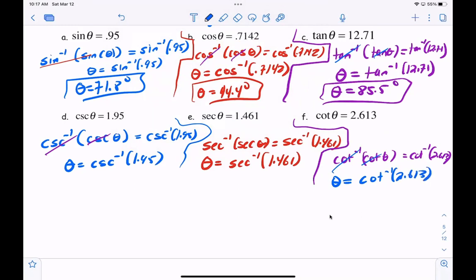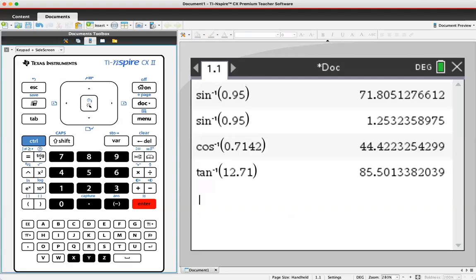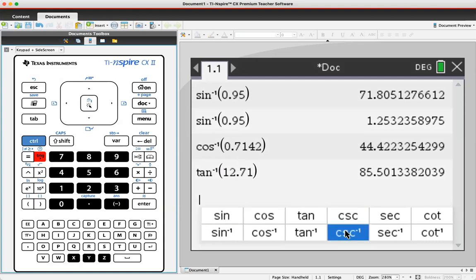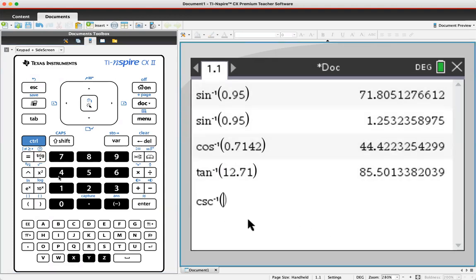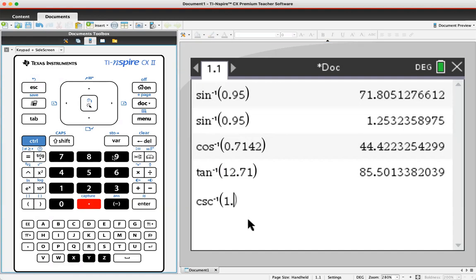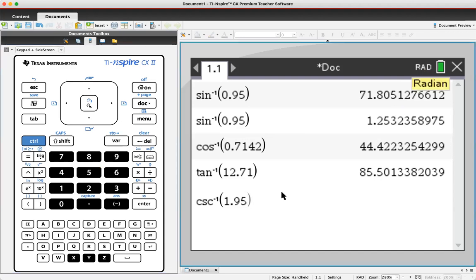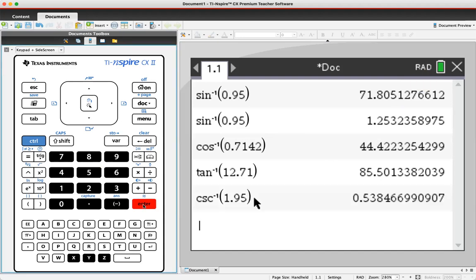So now I'm going to go over to the calculator and we will do all three of these calculations right now. So first problem, letter D, we have to do trig cosecant inverse. So cosecant inverse of 1.95. But now I wanted these angles to be in radians, and our calculator's in degree mode. So if I just hit enter here, the angle will be in degrees, but we need it in radians. So let's switch to radian mode and hit enter. So the first answer is 0.538 radians.